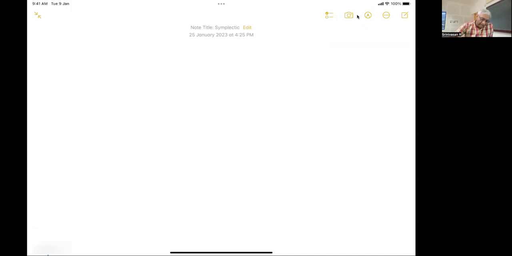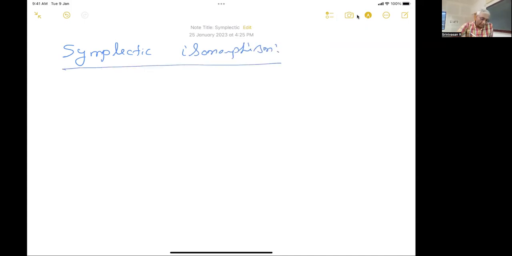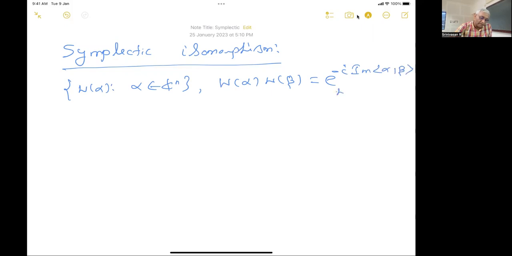Okay, so we want to discuss what are called symplectic isomorphisms in this class. So we have this Weyl relation on Cn, and they satisfy the following property. We know they satisfy this commutation relation: W of alpha, W of beta equals e to the power i times the imaginary part of alpha beta, W of alpha plus beta.